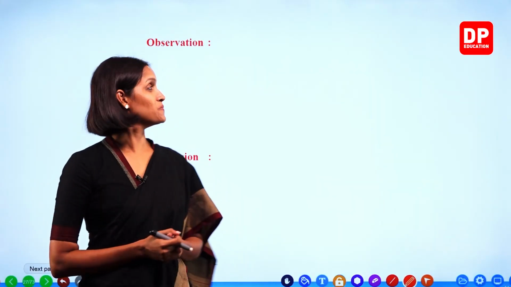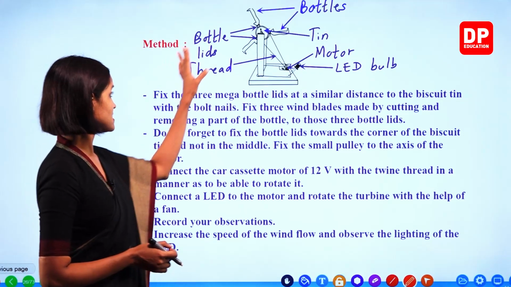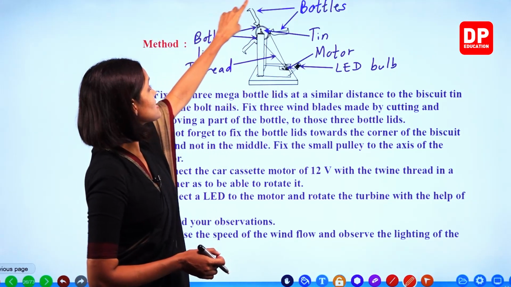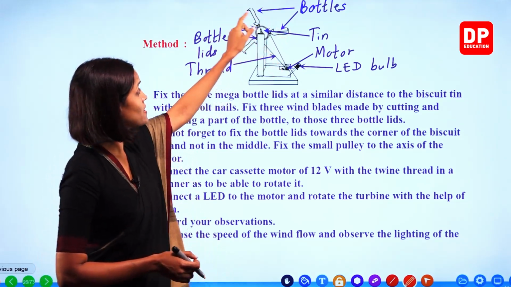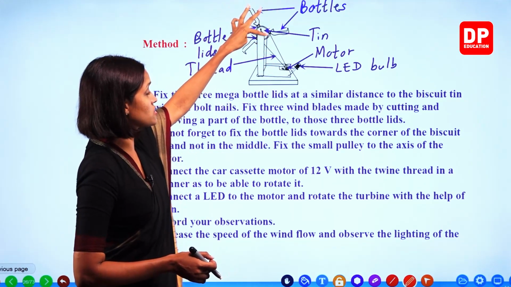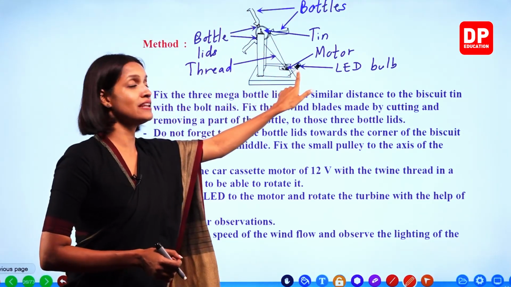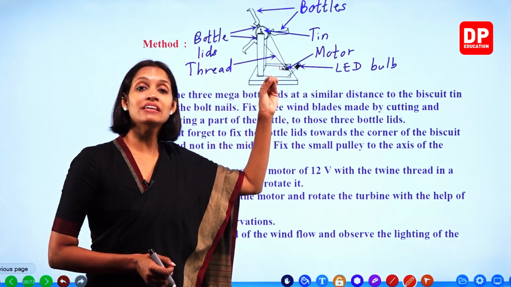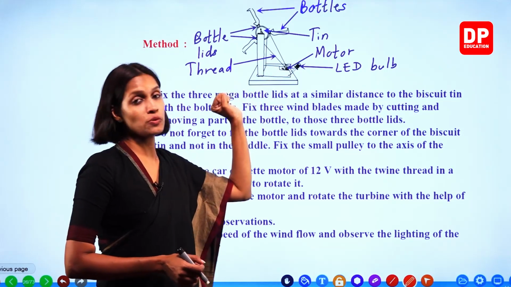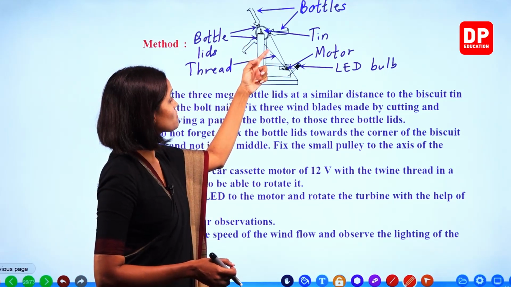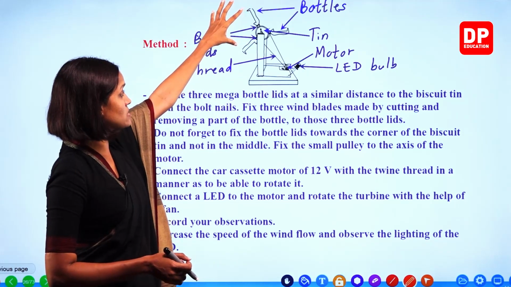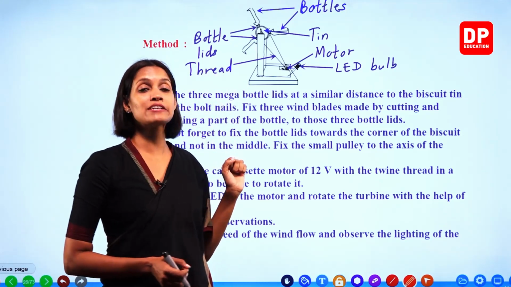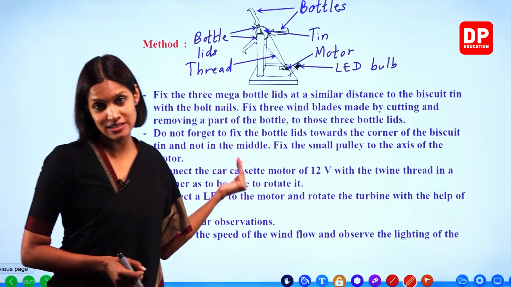Right, children. So you observed what happened. We made the setup like this. Then what happened? We directed wind towards this structure with the bottles. The structure with the bottles rotates, and then the LED bulb lights up. Right? So the LED bulb lights up only when electric current passes through it. Here electric current is produced because of the rotation of this big structure and thereby the motor axis. So it's very clear after doing this activity that using wind, electricity can be generated.